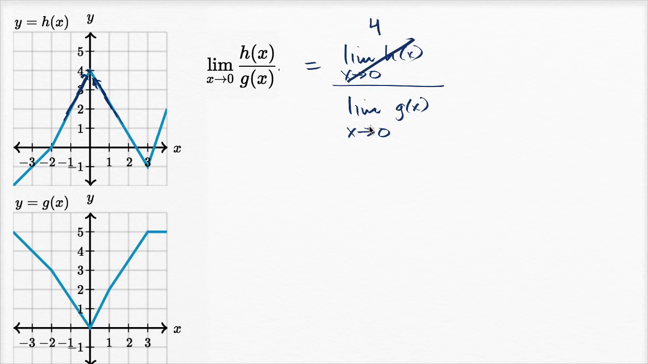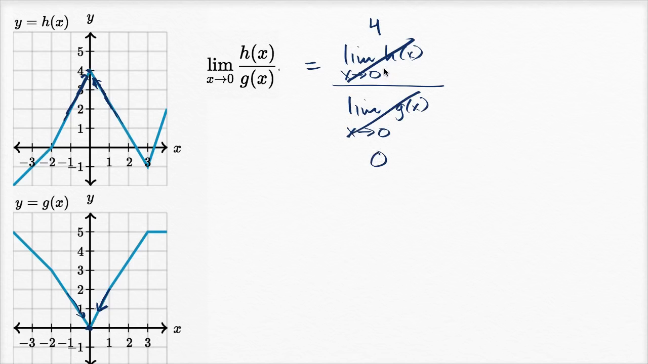And let's think about the limit of g of x as x approaches 0. From the left, it looks like as x approaches 0, the value of the function is approaching 0. And as x approaches 0 from the right, the value of the function is also approaching 0, which also happens to be g of 0. G of 0 is also 0. And that makes sense that the limit and the actual value of the function at that point is the same because it's continuous. So this also is 0.